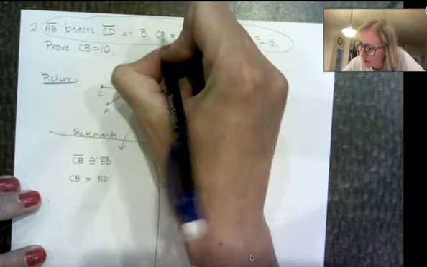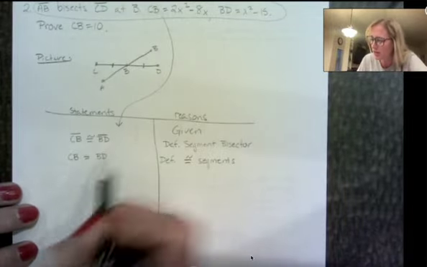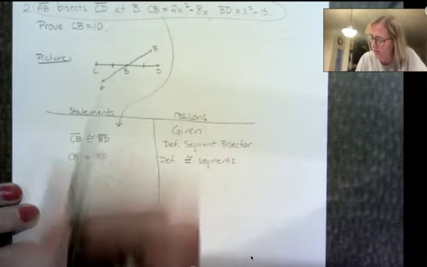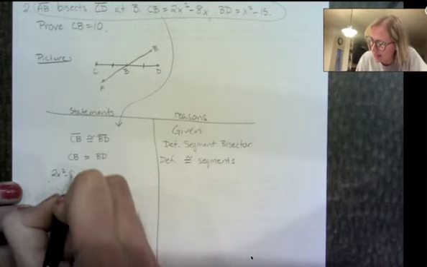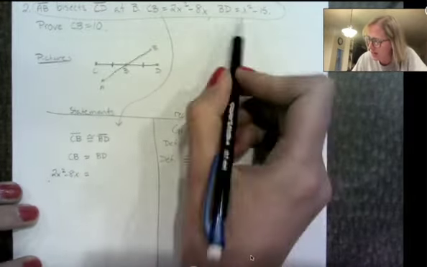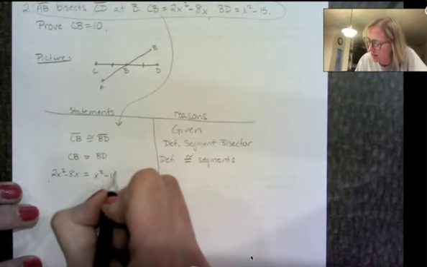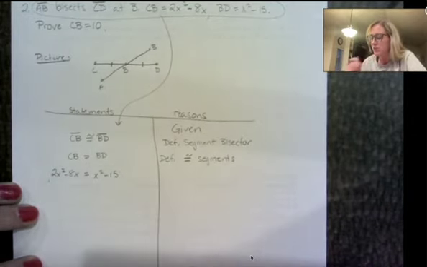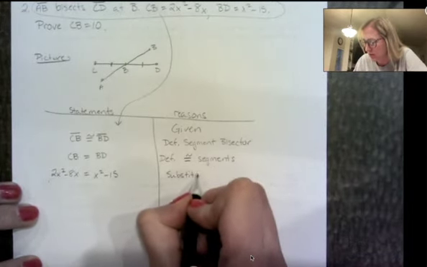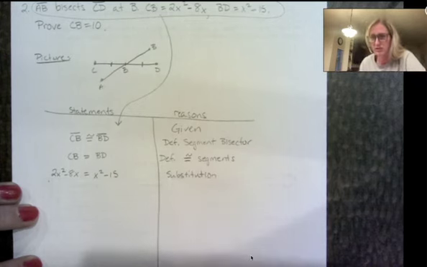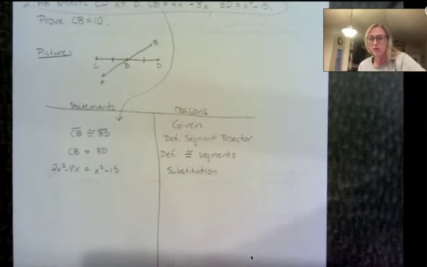There we go. Okay, so because those are equal, now I have an expression for CB. I'm going to substitute 2x squared minus 8x in for CB and x squared minus 15 in for BD. Okay, so that is substitution. When I substitute something in for something else, that is equivalent. Now this is an equation that I want to solve for x.